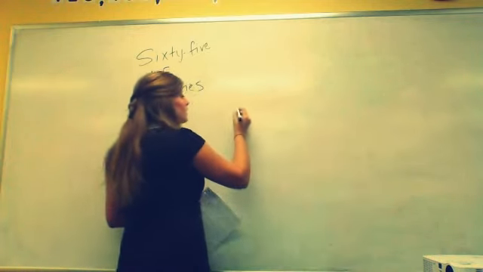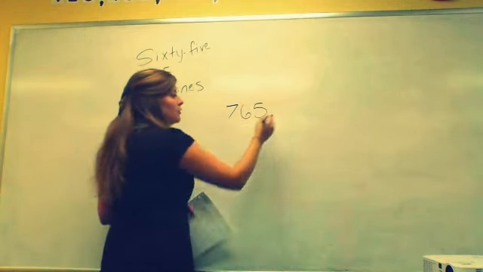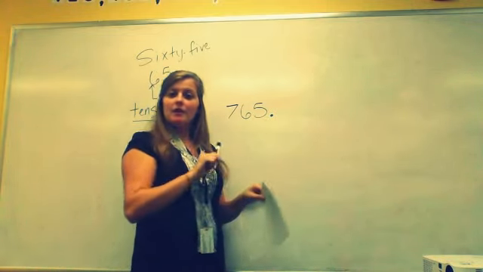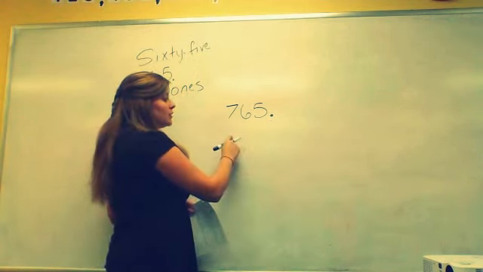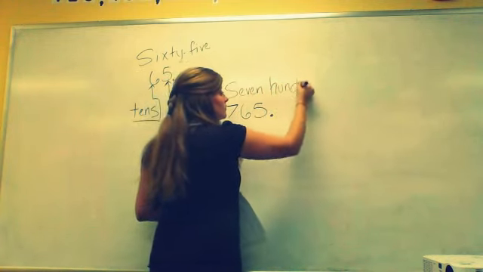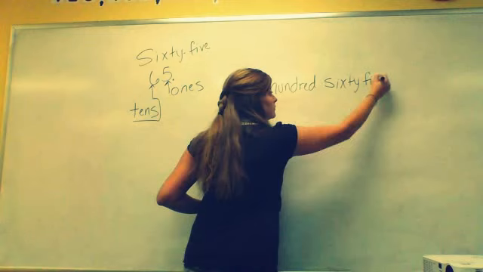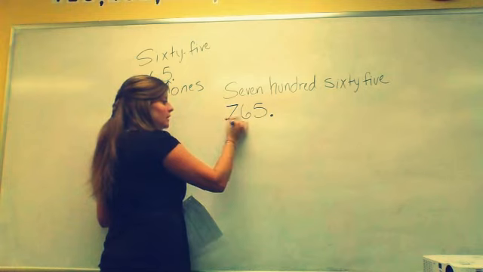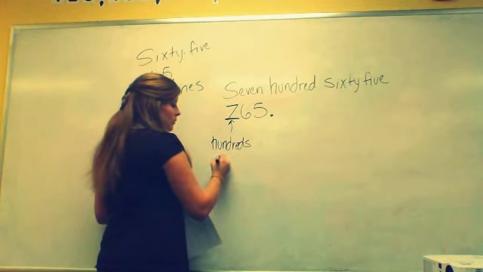Next up, 7, 6, 5, decimal. Remember, the decimal is always at the right-hand side on the end. If it is not already in the number, always, always, always, right-hand side. This number, 765. The 7, right there, that is the hundreds place.